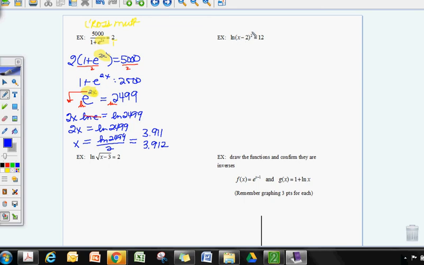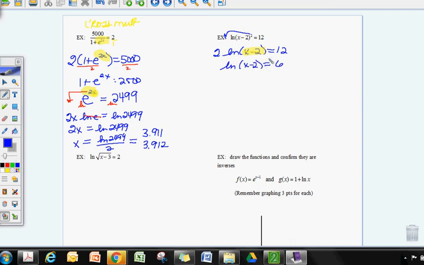This has a natural log in it. It actually brings that exponent down in front. So now I have 2 natural log of x minus 2 equals 12. I got to get that x out of that natural log. Look at where this x is. It's in the argument. So we're going to keep working to get that natural log by itself. And that natural log of x minus 2 is going to equal 6.